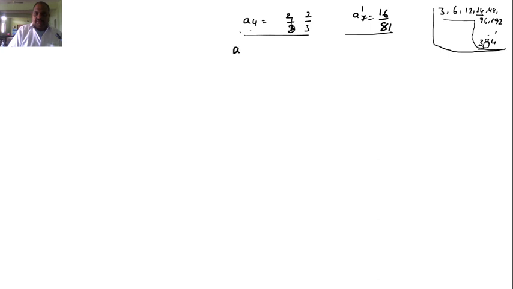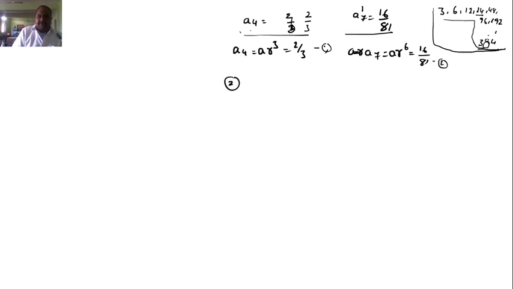We should write a4, a r cube is equal to 2 by 3. a7 is equal to a r power 6. Let this be the first equation and this one the second equation. Second equation divided by first equation: a r power 6 by a r cube is equal to what?